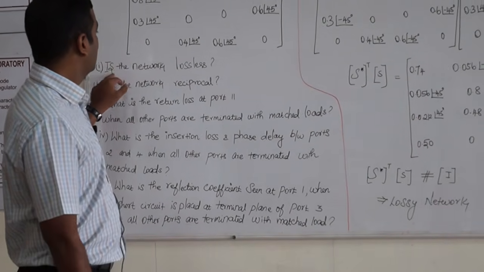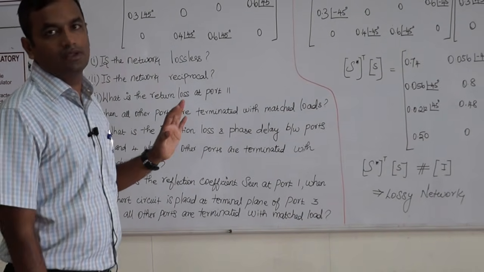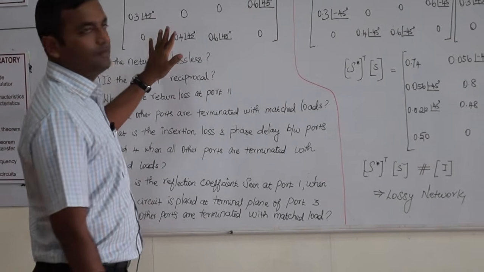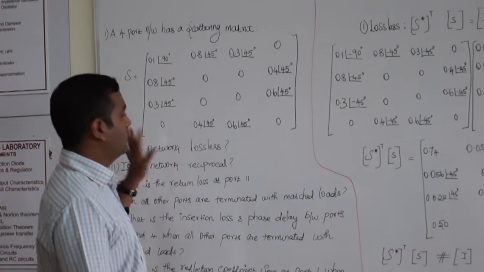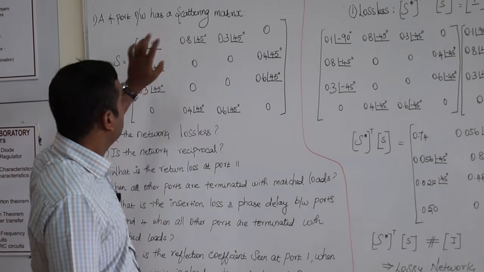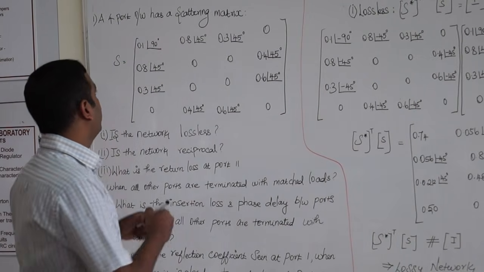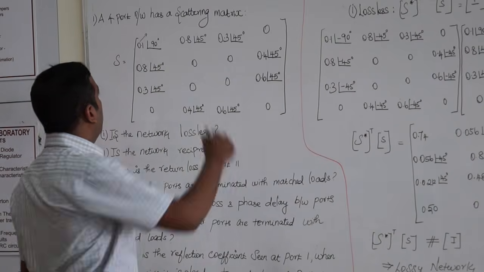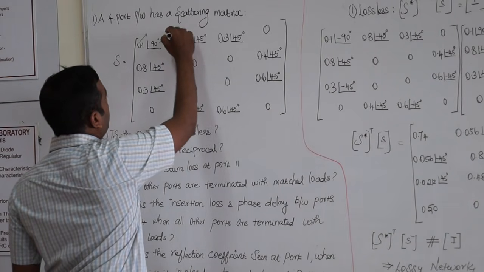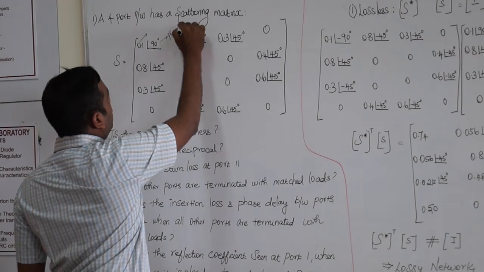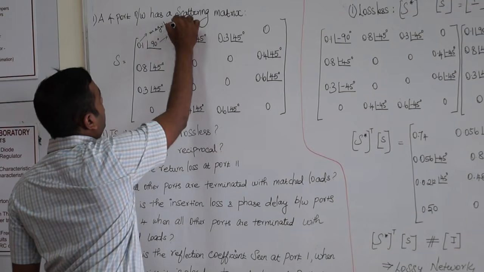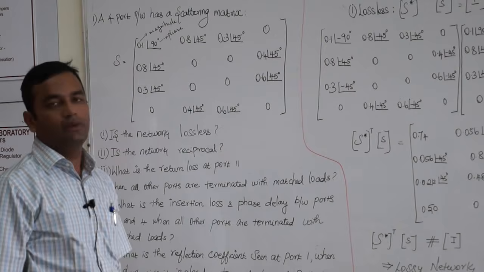The first question is: is the network lossless? You are given an S matrix and you are asked to find out if the network is lossless. The first thing you have to understand is that this is the magnitude of the S11 component and this is the phase of the S11 component. This is the phase and this is the magnitude component, and so on for the other elements.